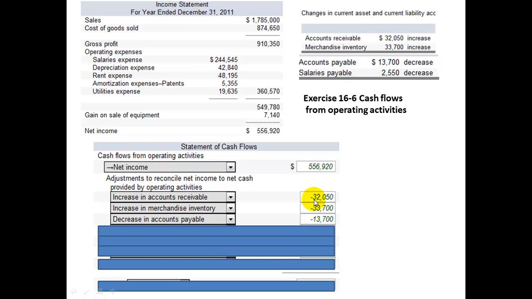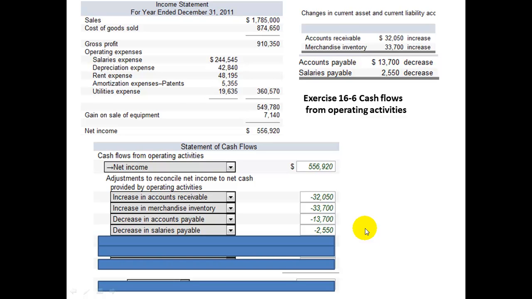Next, we have a decrease in accounts payable. So if accounts payable went down $13,700 from one accounting period to another, that must mean that we were paying off more accounts payable than we were incurring. Therefore, we're using more cash. And therefore, for operating activities, we want to reduce this cash from operating activities by the amount of accounts payable, how much they decreased, or how much we paid off there, which would be $13,700.